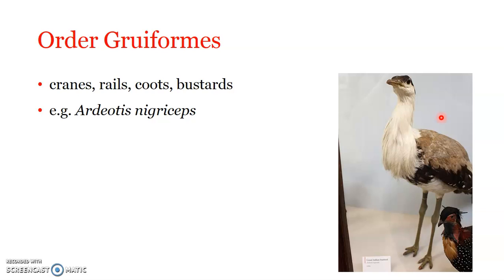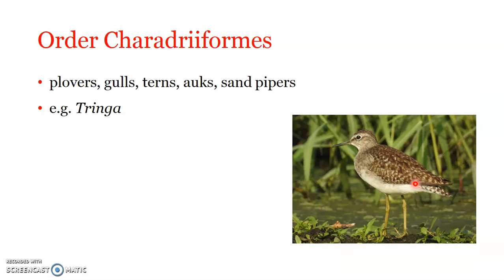Then it includes crane-like wading birds, and they have long legs and heavy beaks. You can see here the very long legs. Feathers are provided with an aftershaft. It includes the crane, that is Grus, then the Sarus crane, Antigone. The Sarus crane is a migratory bird, and the bustard, Ardeotis nigriceps, and coots and rails. Okay. Then you have the Charadriformes.